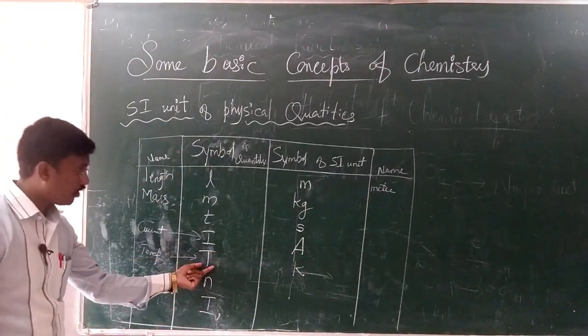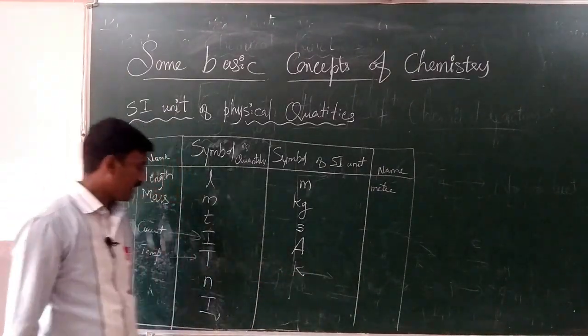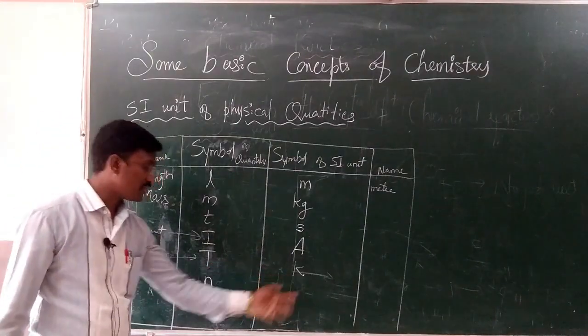The temperature symbol is T, and the SI unit of temperature is capital K. Capital K is Kelvin. The SI unit of temperature is Kelvin.